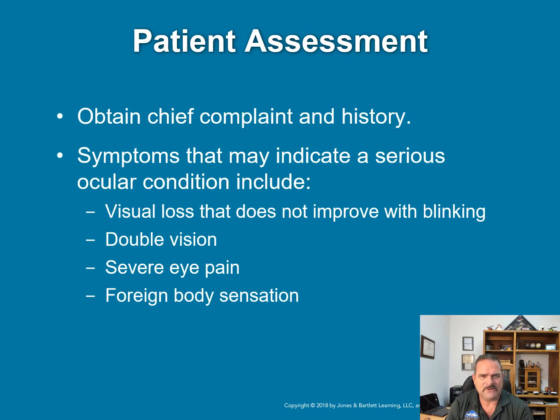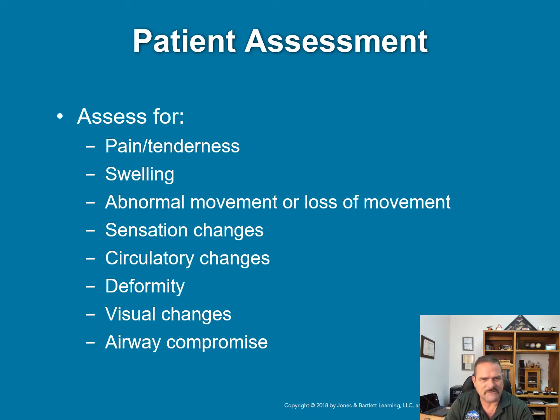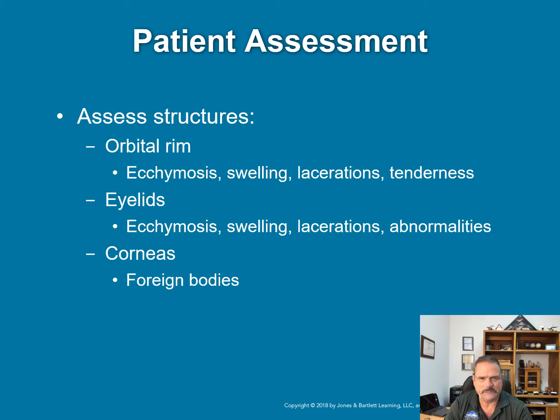All right, other things we need to obtain: our chief complaint and history. Symptoms that may indicate a serious ocular condition include the following: visual loss that doesn't improve with blinking, double vision, severe pain, and any foreign body sensation. Assess for pain, tenderness, swelling, any abnormal movement, any sensation changes within the eye itself, any circulatory changes, deformities, visual changes, and then airway compromise. And we need to really look at the structures themselves.